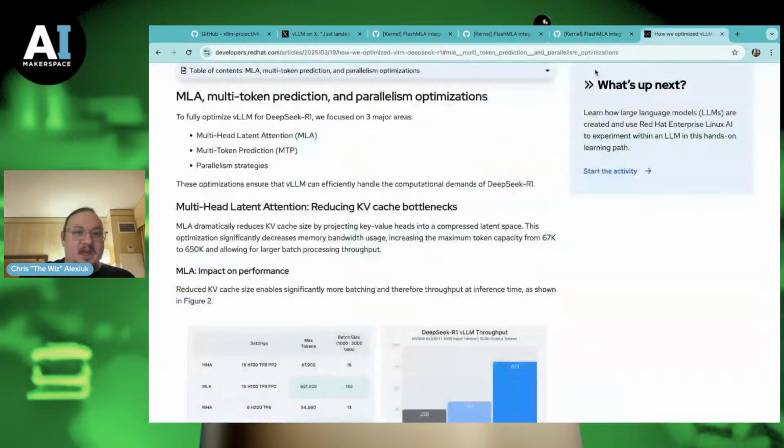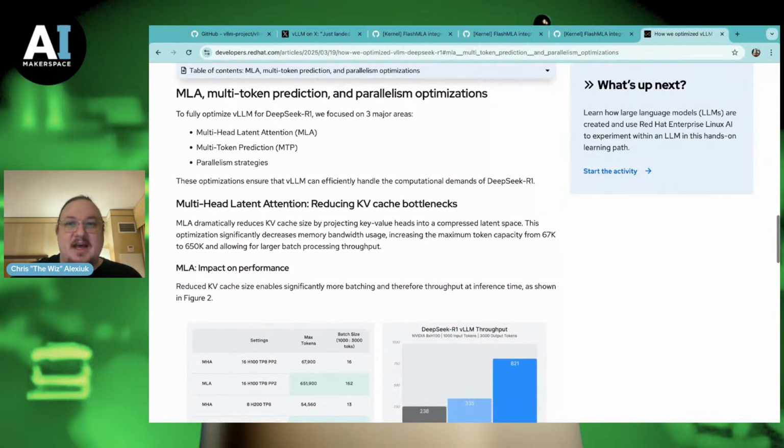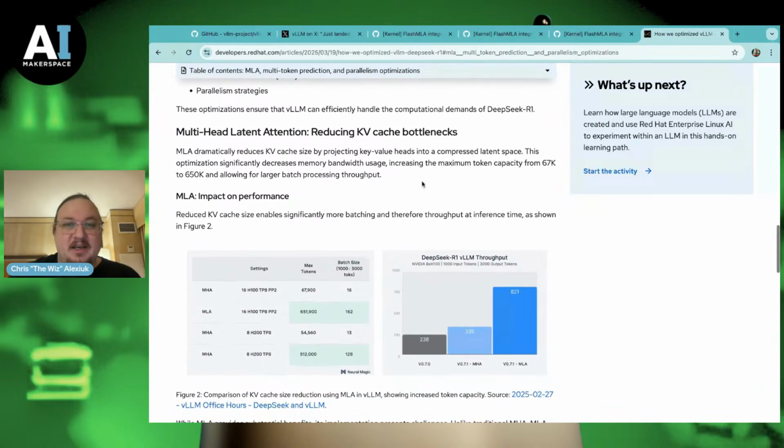That's good. They also just recently released a blog. This was actually released on the 19th of March, which you might recognize as today if you're watching the video live. And they talk about how they and some folks at Red Hat really took this and made this possible in vLLM. So not only did they work on it very hard for the duration of the DeepSeek week, but they also continue to work on it very hard, right? So we can see here increasing maximum token capacity from 67K to 650K and allowing for larger batch processing.